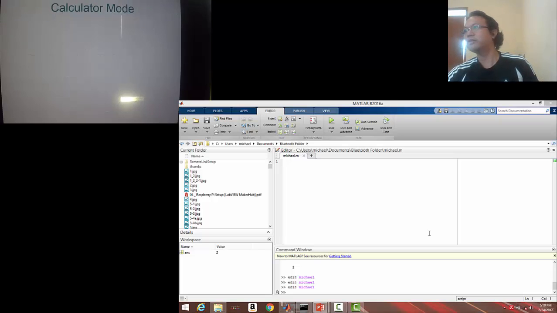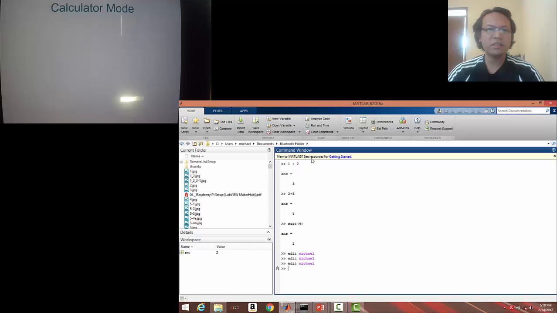Okay, let's move on. Calculator mode. Calculator mode, like I said, is where you use MATLAB like a calculator, and you will do that in the command window. So I think it's better not to exit this one. You will do it here.